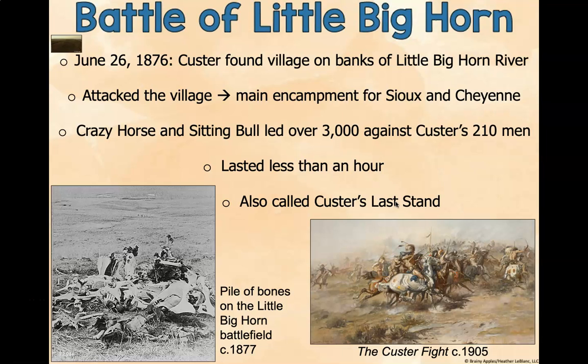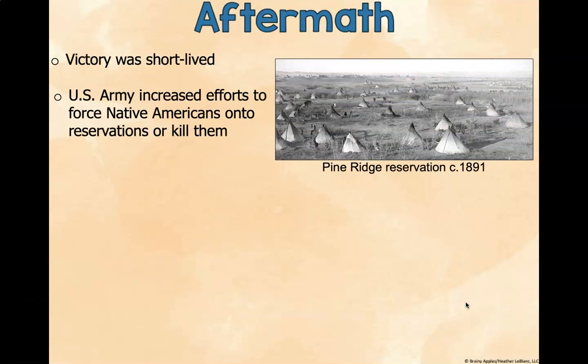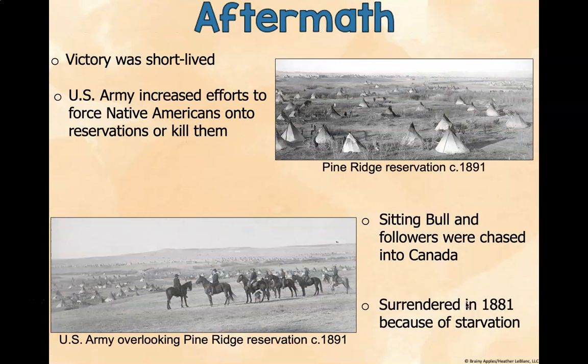Now you need to keep in mind, the American troops had rifles and weapons, okay? So this is a picture of a pile of bones on the Little Bighorn battlefield of 1877, and this is a painting of the fight, the Custer fight. The aftermath of the Battle of Little Bighorn.